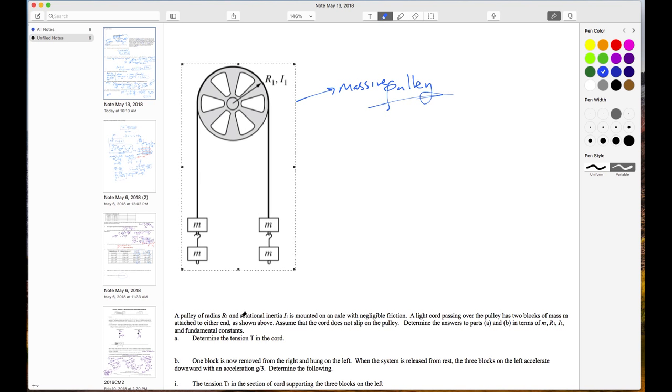So a pulley of radius r1 and rotational inertia I1 is mounted on an axle with negligible friction. A light cord passing over the pulley. Light cord indicates we're not considering the mass. The mass is about 0. And it has two blocks of mass on either side, mass m. Assume the cord does not slip.